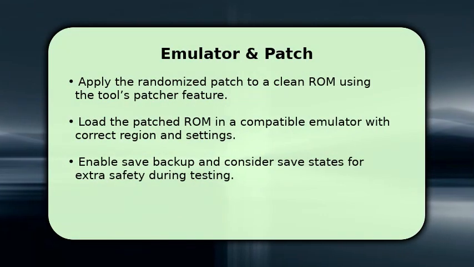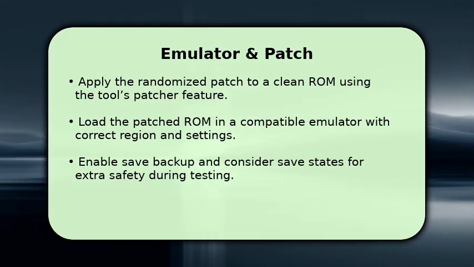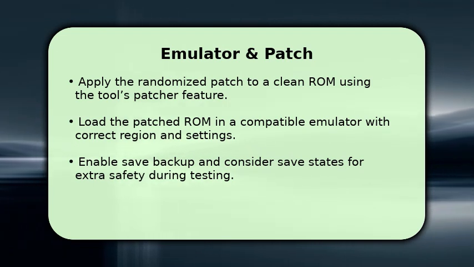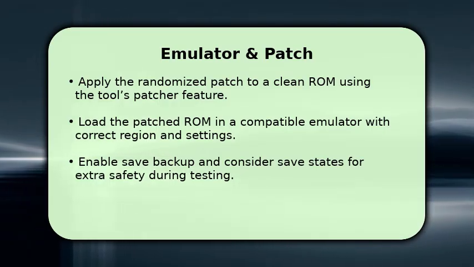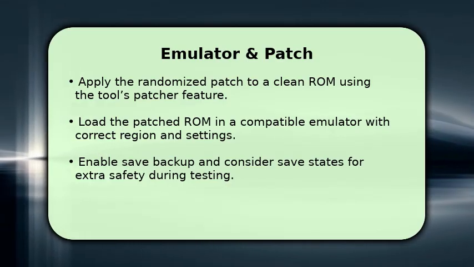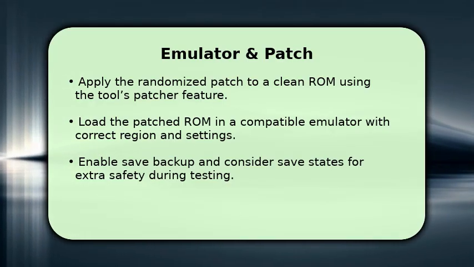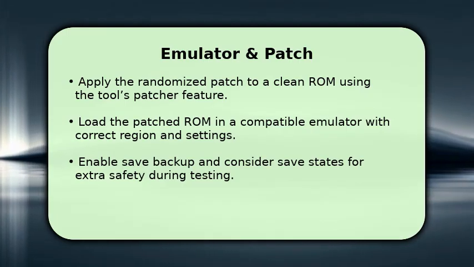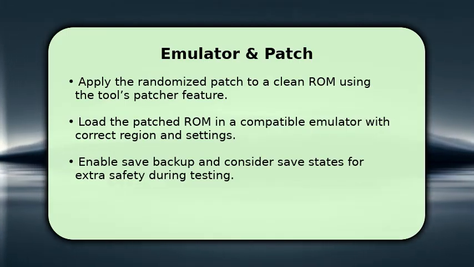After generating a randomized ROM file, patch it carefully and verify the checksum before running it in your emulator. I'll show emulator settings that improve compatibility, like correct region selection and CPU options, and will enable regular save backups to protect progress. You'll learn to use save states sparingly for testing, and how to troubleshoot common errors so you can boot into your fresh, randomized adventure with confidence and minimal fuss.